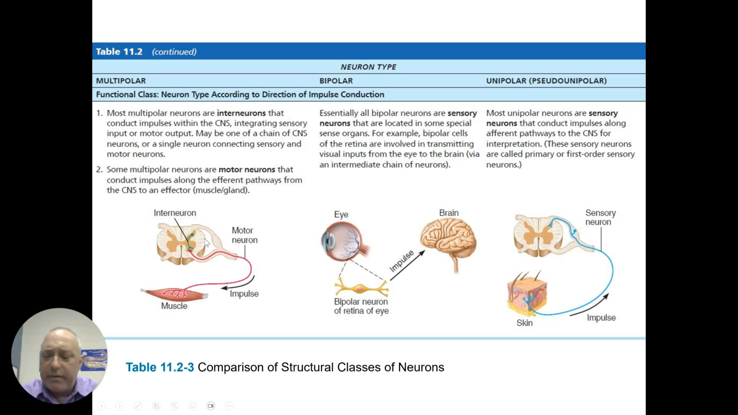There are interneurons which conduct impulses within the central nervous system, integrating sensory input and motor output. Now we talked a little bit about bipolar neurons being the sensory neurons. I show here the eye and a bipolar neuron of the retina. And then unipolar, these other sensory neurons that conduct impulses from the CNS for different types of interpretations.